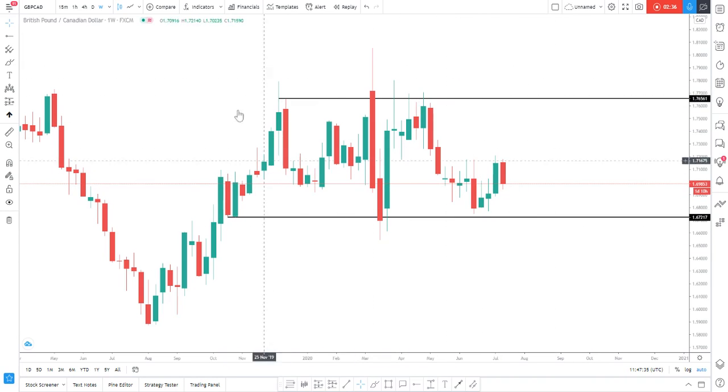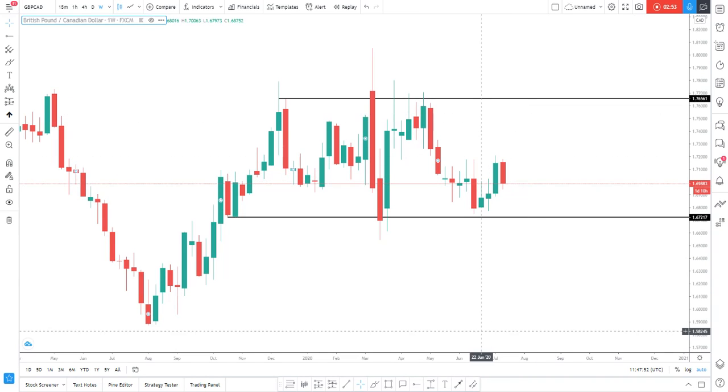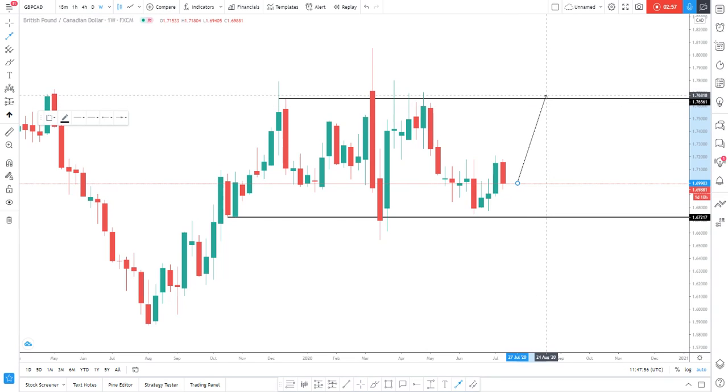And looking closely at structure right here, we also have an inverted head and shoulders within the right shoulder of that major inverted head and shoulders. So this is the left shoulder, this is the head, and this is the right shoulder. So what I actually expect is bullish momentum on GBP/CAD to the upside.